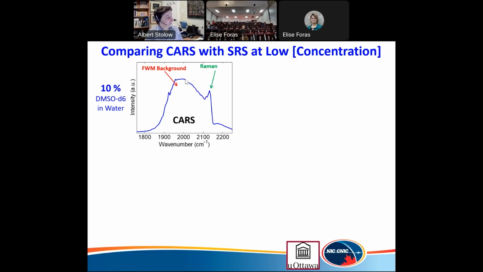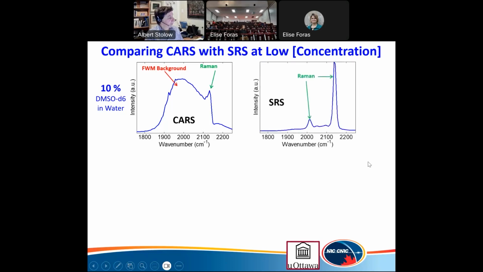So this reduces contrast. Using exactly the same lasers, same microscope, but instead of measuring the CARS signal, I use this modulation technique and measure the SRS signal, you get this. So everything's the same, but you can see now that the SRS technique has removed this Fourier mixing background. So now I really can assign the Raman spectrum, and it looks much more like the spontaneous Raman spectrum, but because it's stimulated rather than spontaneous, the signal is at least 10,000 times bigger. So it retains that advantage.